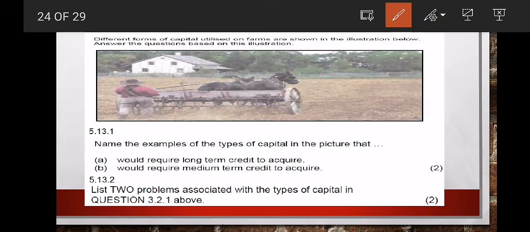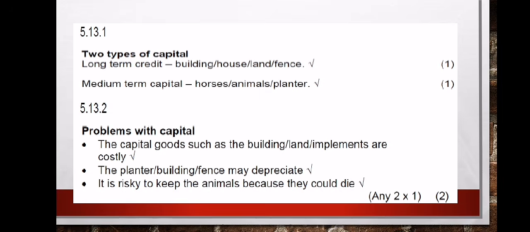That's how you easily analyze these questions. So we talk about the buildings, the houses, the fact that they are costly, the depreciation, and the fact that they are at high risk. That's the simplest way of understanding this part.